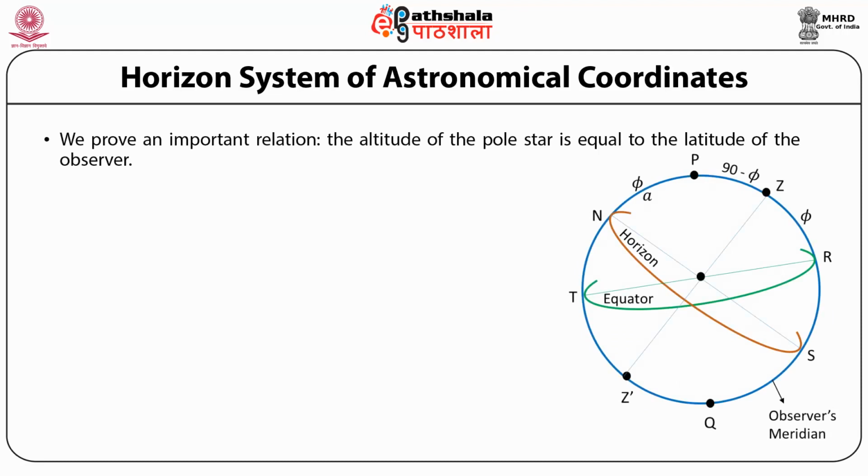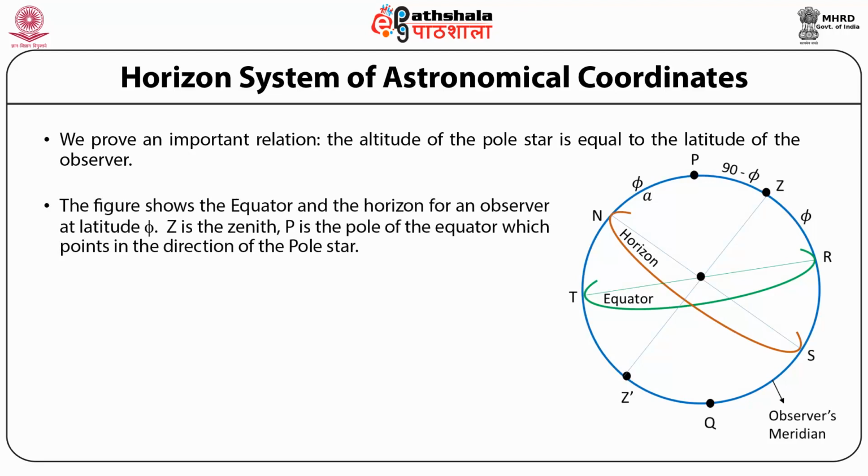We will prove an important relation: that the altitude of the pole star is equal to the latitude of the observer. This can be found using the picture shown here. We know that the observer is at latitude phi. Therefore the zenith point, which is just overhead the observer, is also at an angle phi to the equator.